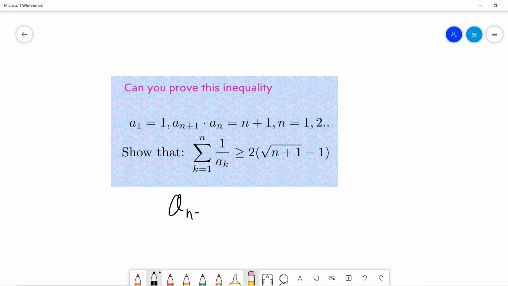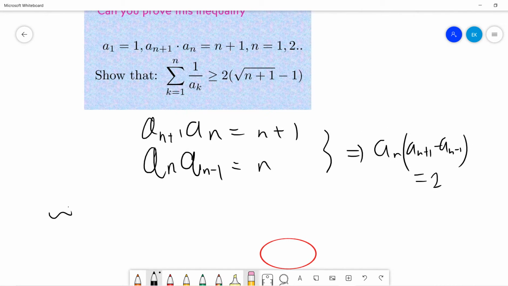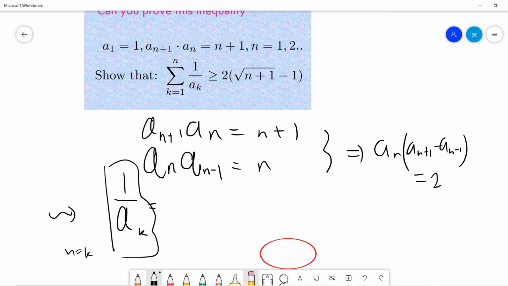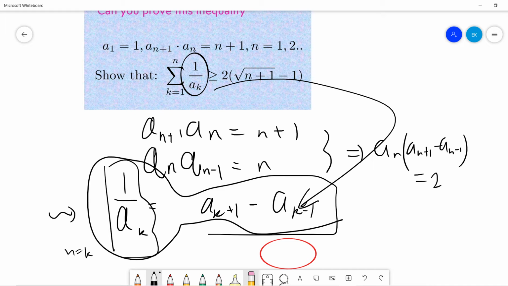We see that a_{n+1} times a_n will be n plus 1, and then we know that a_n times a_{n-1} will be n. So we get that a_{n+1} minus a_{n-1} will be 1 over a_n. Right, so from this we have a good representation that 1 over a_k will be a_{k+1} minus a_{k-1}, right? So this is a very good result, because now we can have a better representation to solve the problem.